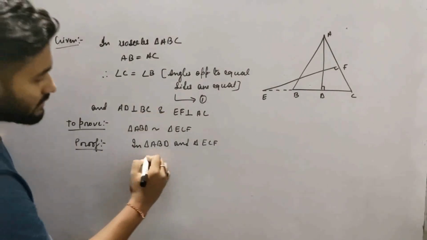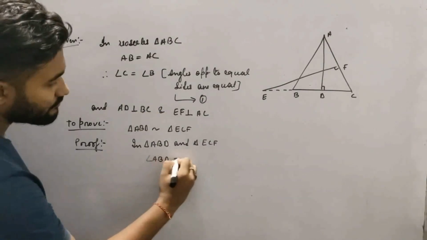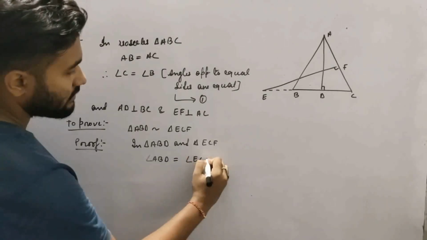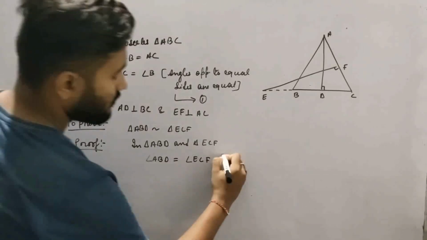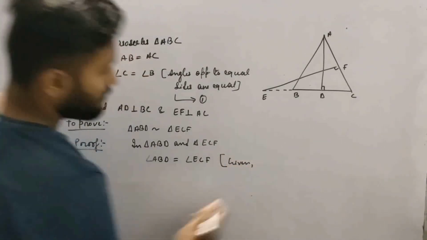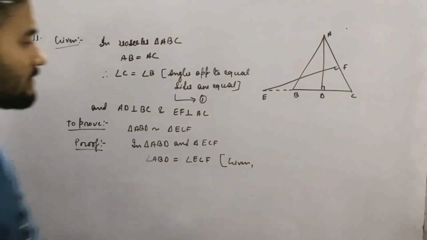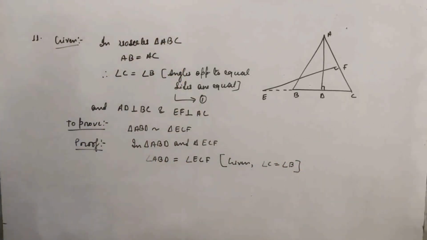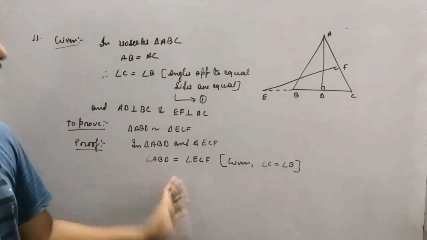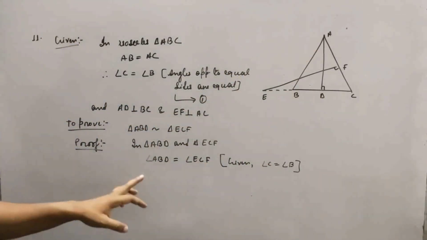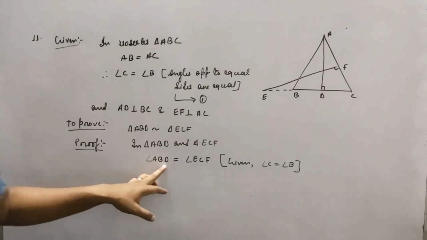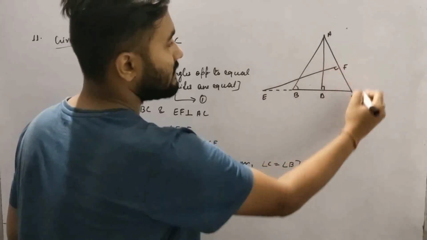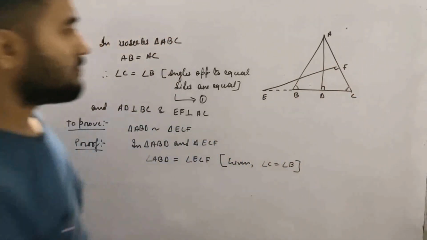So at first B is there, so write this angle. Angle ABD will be equal to angle ECF. You can say given. But in the given we have already written angle B equal to angle C, so here also you can write that angle C is equal to angle B. It is given, right? We have only written it in full form, that angle ABD will be equal to angle ECF. The angle is the same. Angle ABD is also this angle, and angle ECF is also this angle, isn't it?